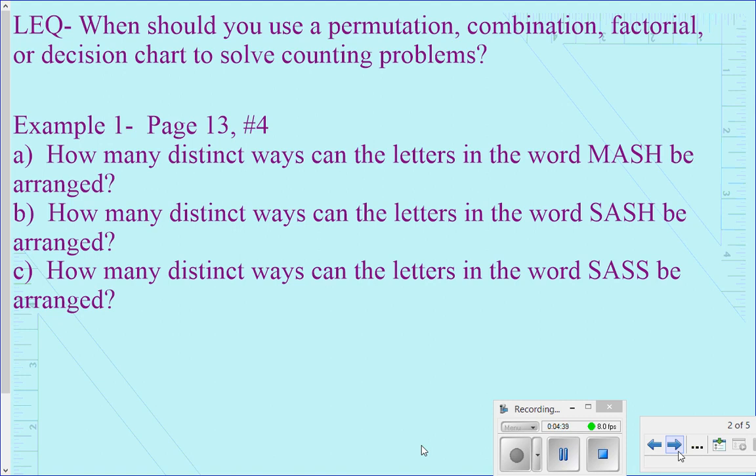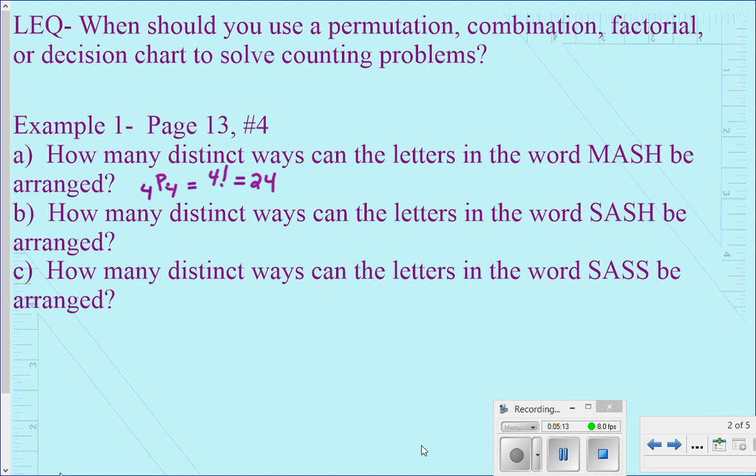So I could either do 4P4 there, or I could do 4 factorial, or decision chart 4, 3, 2, 1. And when I do that, I'm getting 24. Okay. So that's what I do with A. Now B, how many distinct ways can the letters in the word sash be arranged?